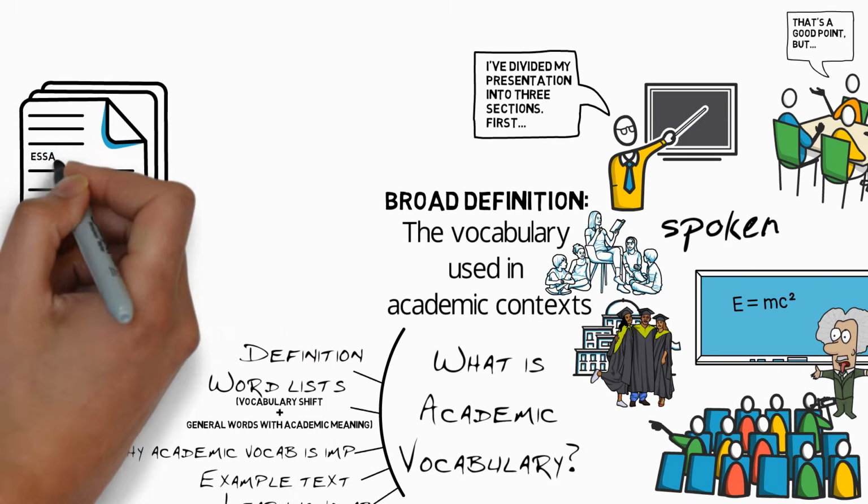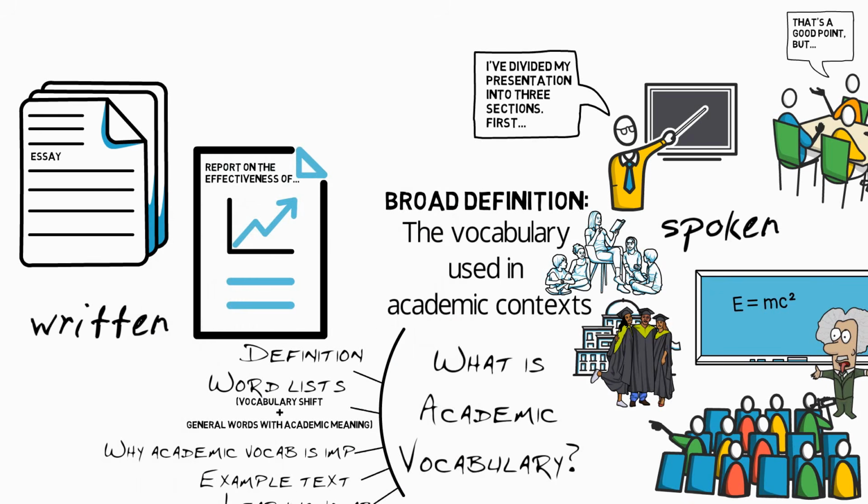Although there's a big area of similarity between spoken and written academic English, there are also quite a few differences, with spoken academic English including more informal expressions. Mostly I'll be thinking about written academic vocabulary, because reading and writing is the main part of academic study, and most research into academic vocabulary has actually focused on the written form.